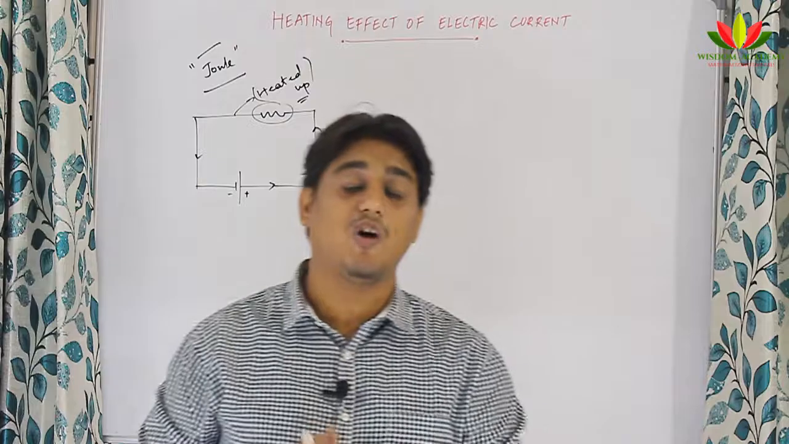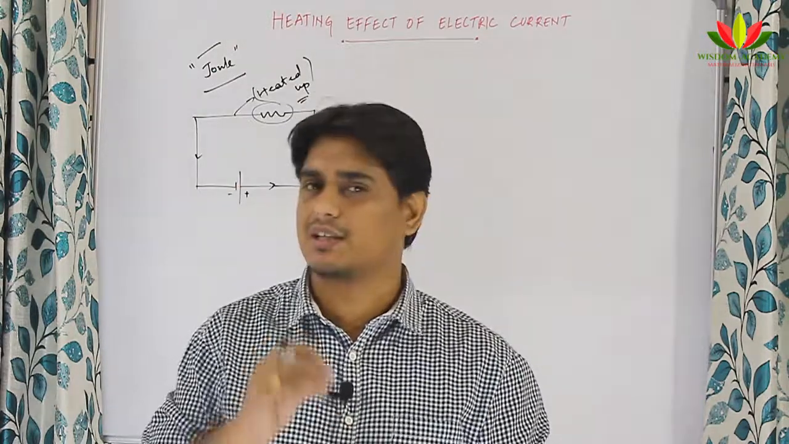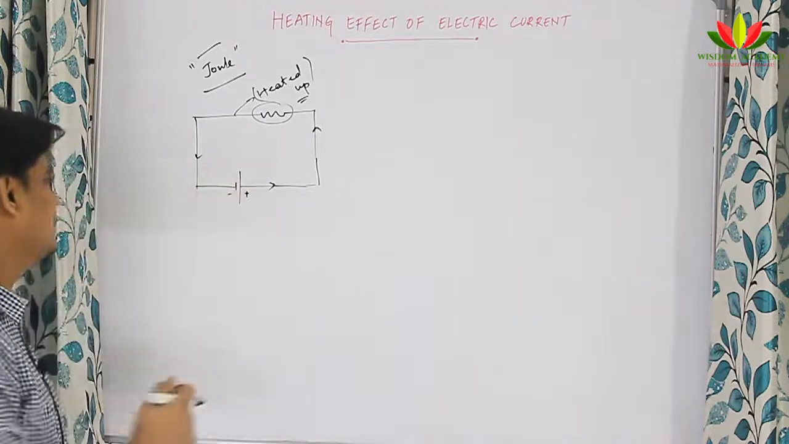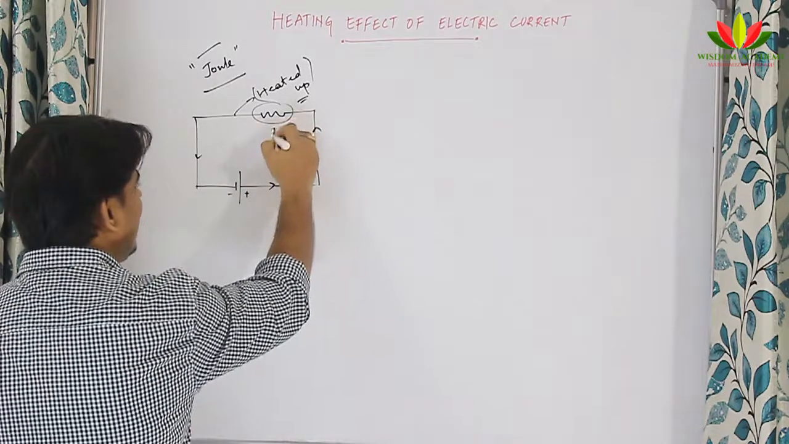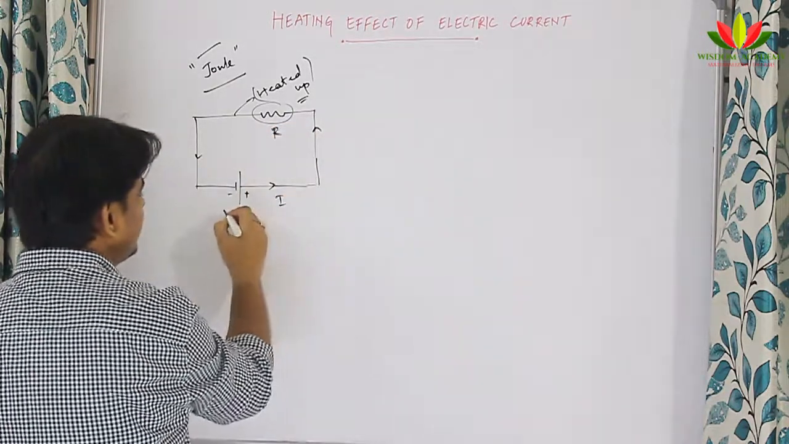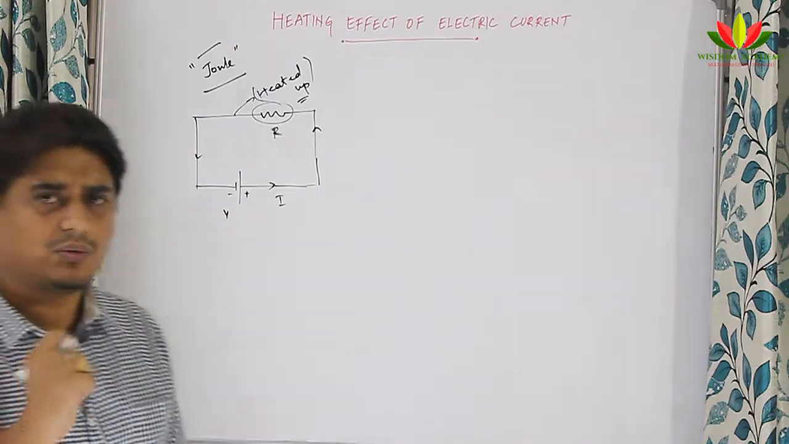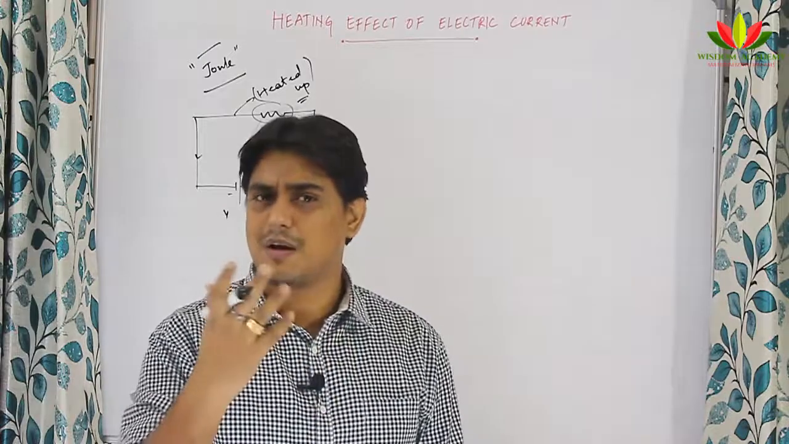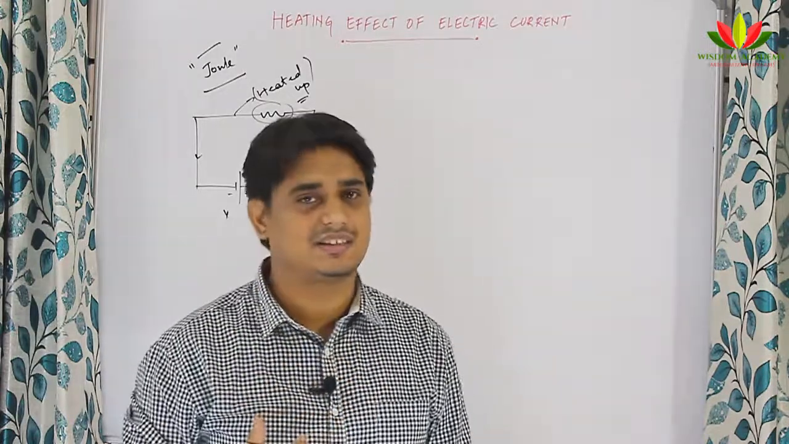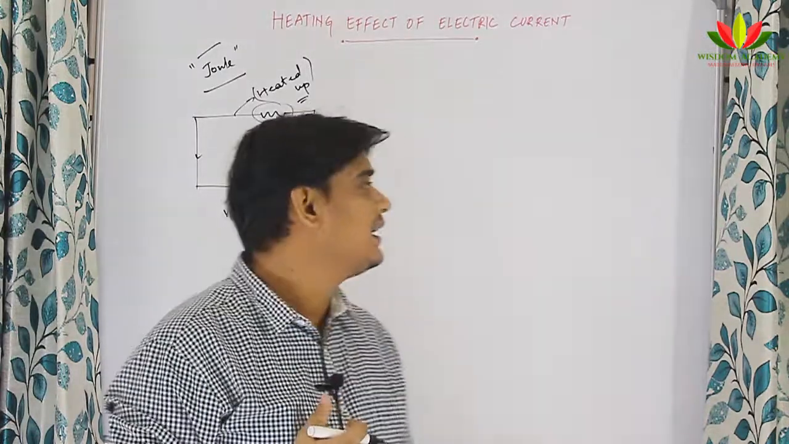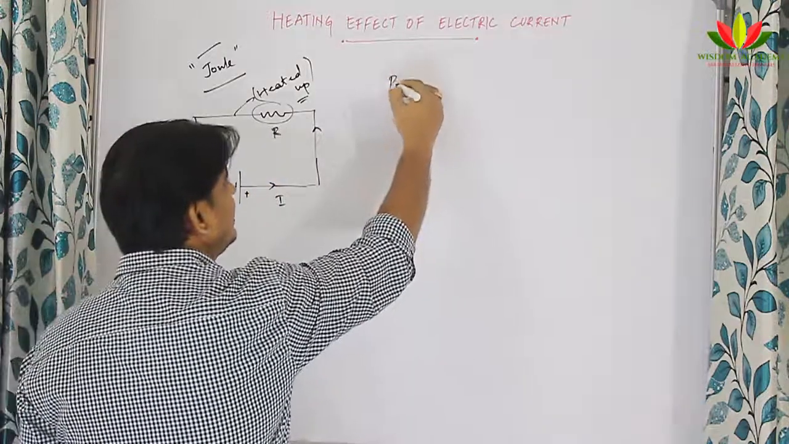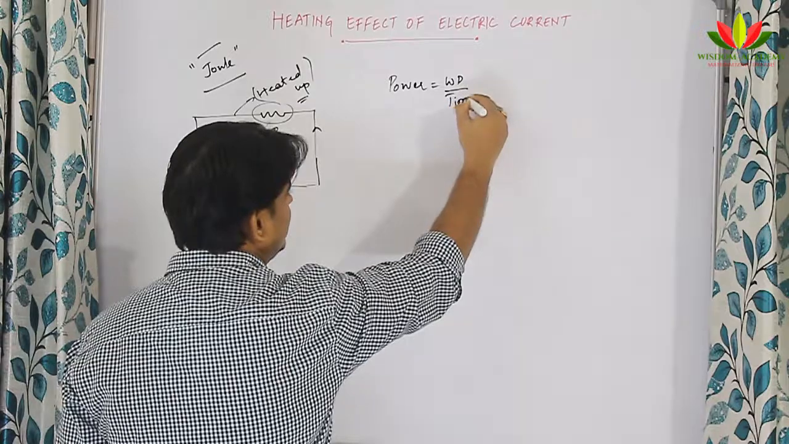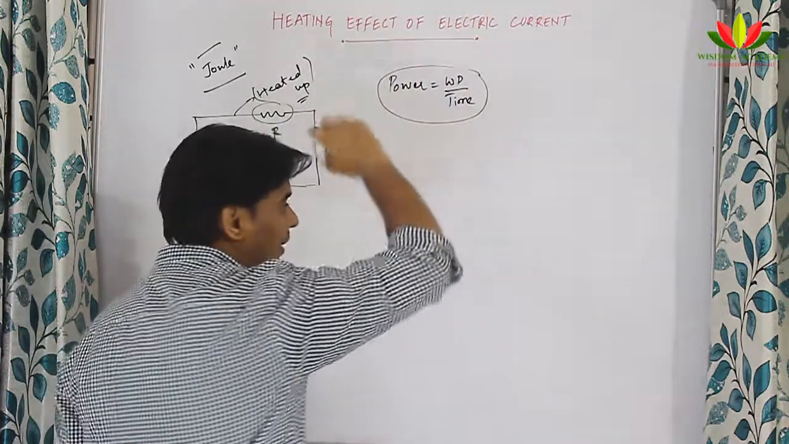First of all, let us find how much heat is produced when current is passing through a conductor. For doing that, I have taken a circuit, and this is the resistance R and the current I is flowing through it with the potential difference V. Now, I hope you have studied what power is. In your ninth class, in the chapter work, energy and power, you studied that power is work done per unit time.